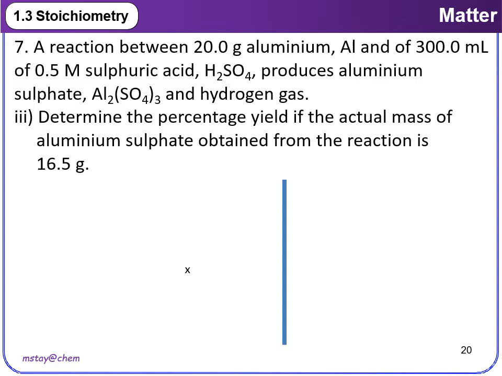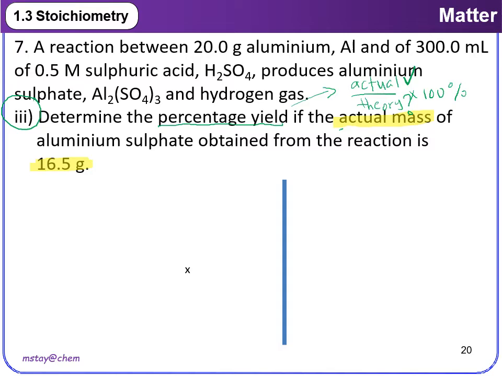Okay, now we continue with part 3 of question 7. Determine the percentage yield. So we know the formula for percentage yield is actual yield over theoretical yield multiplied by 100%. The actual mass, in this question, they already highlight for us, is 16.5 gram. So the actual yield is given, and the theoretical yield is not known yet. So we need to find out the theoretical yield.